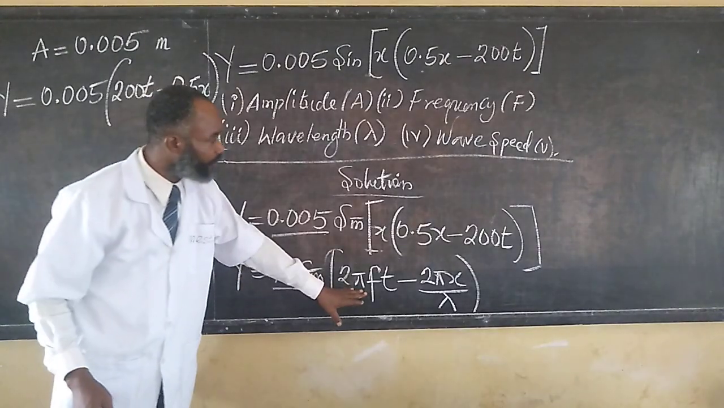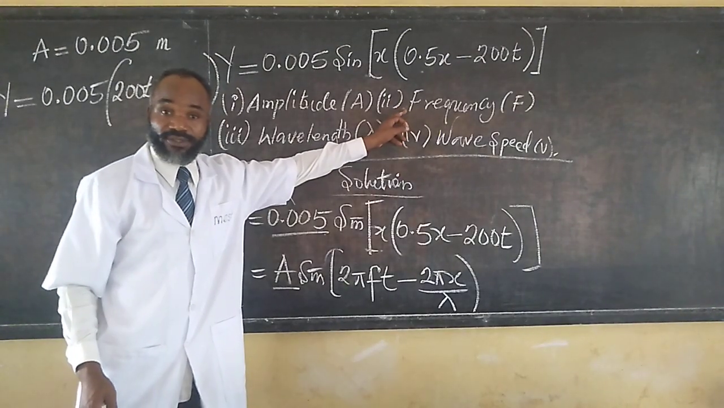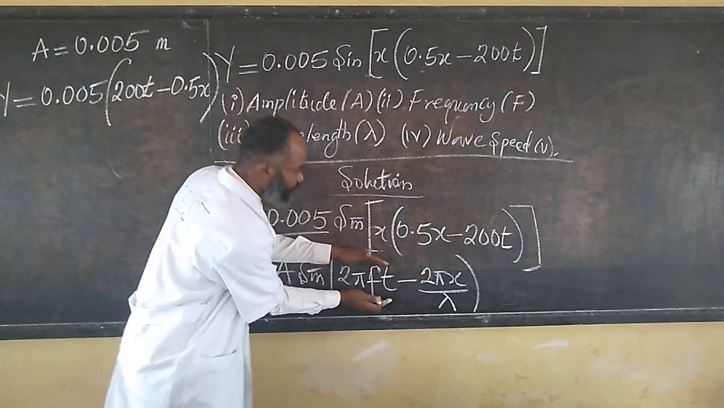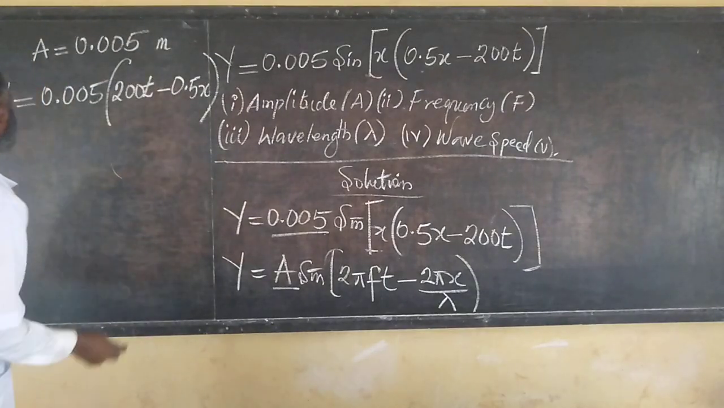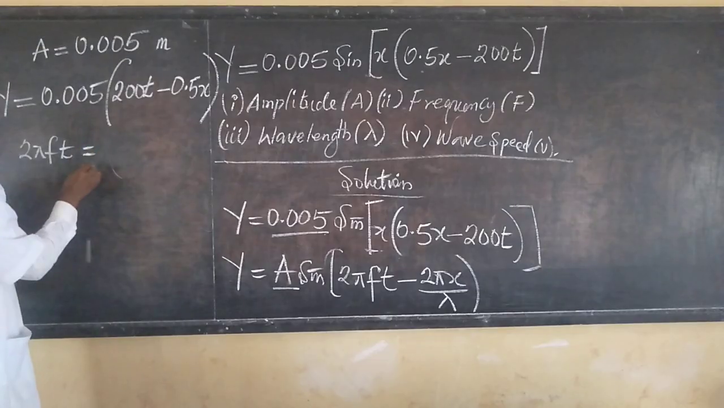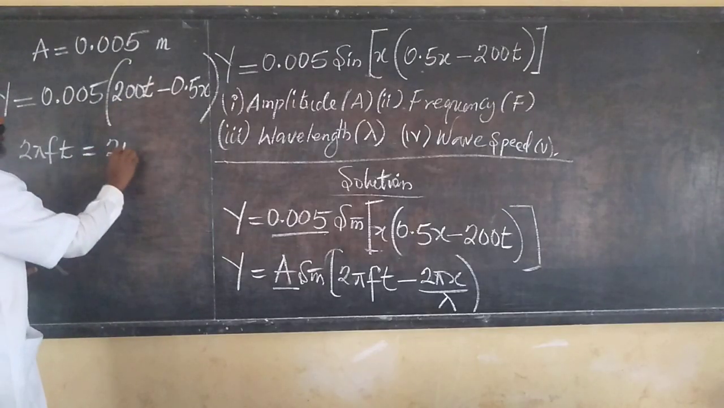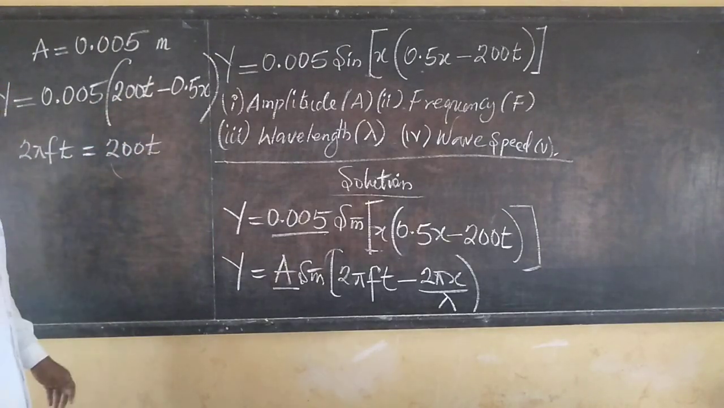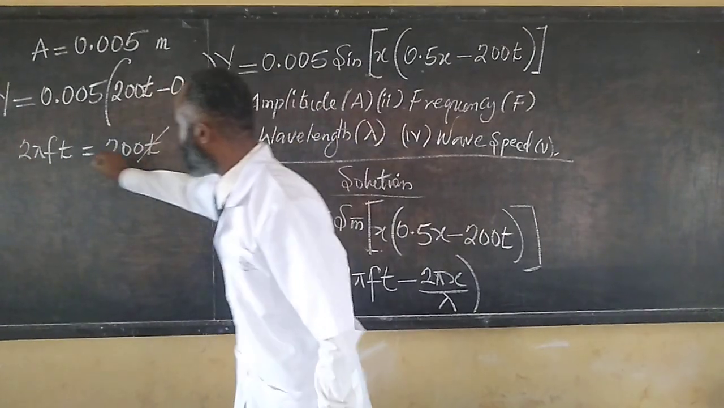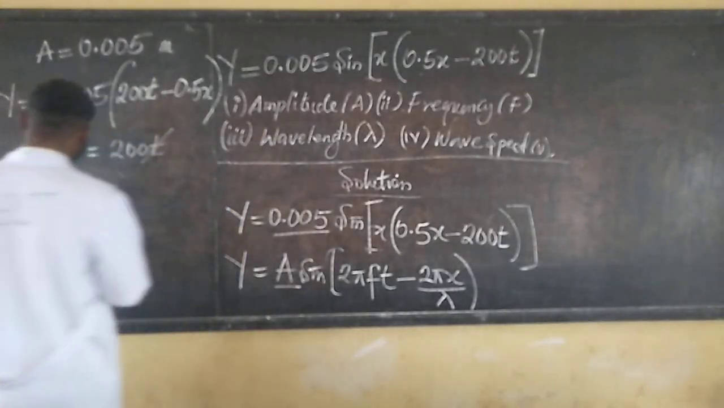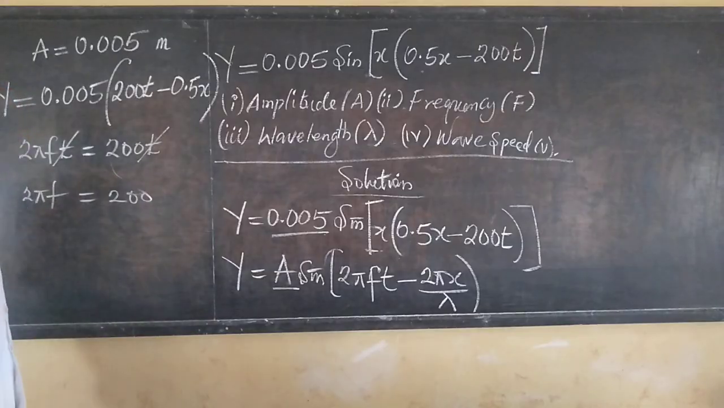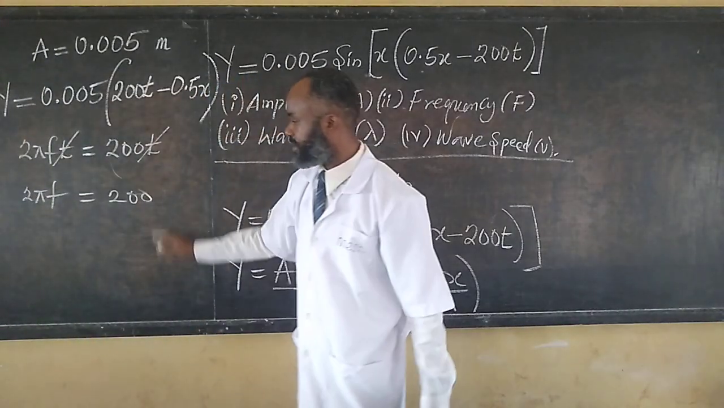We can now solve to find the frequency of the wave particle. So let's go. Pull this out and compare with what you have there. 2 pi f t is being compared with 200t. Look at this very well. We take care of t, and we are left with just 2 pi f. 2 pi f is equal to 200. So the next thing we need to do here, look at this.